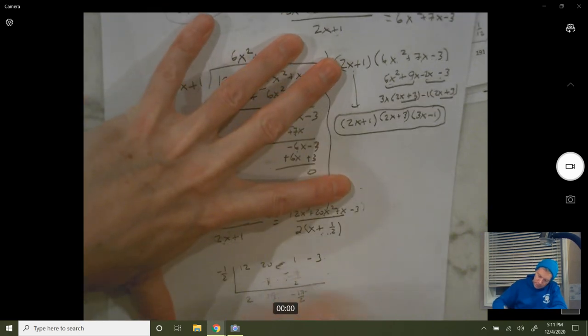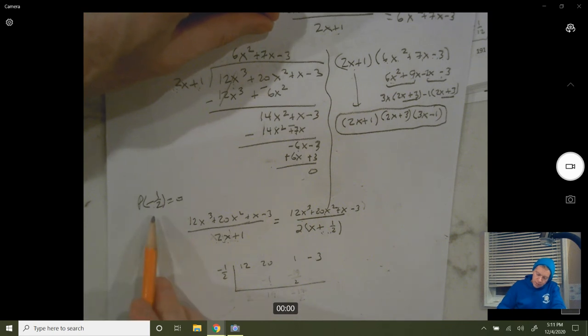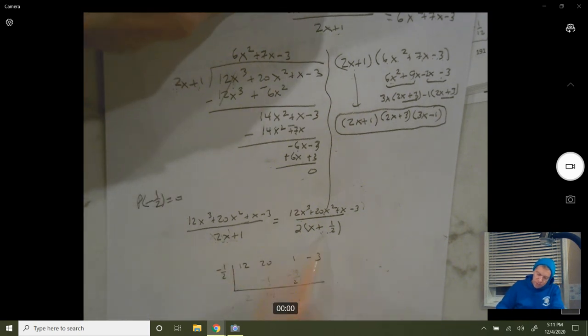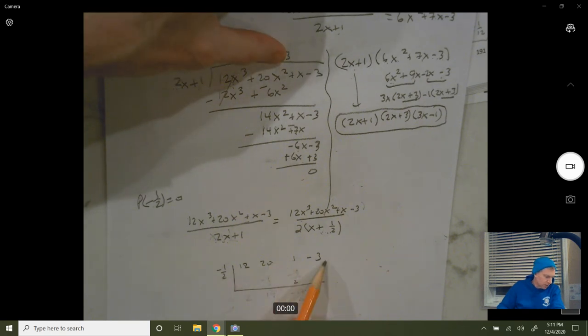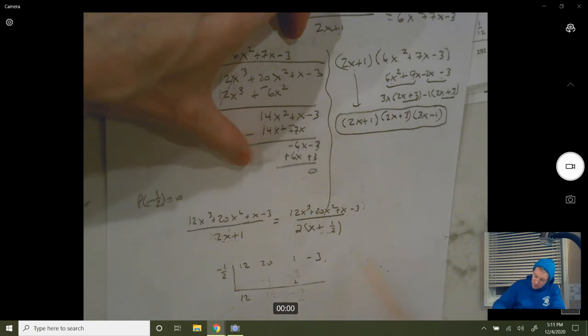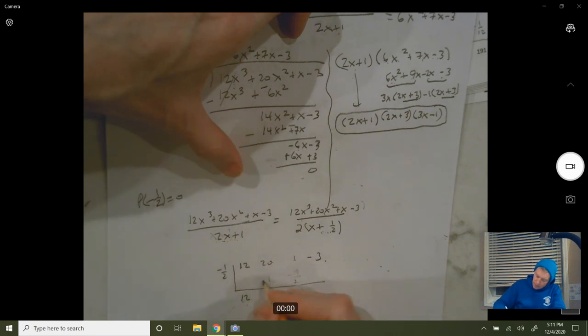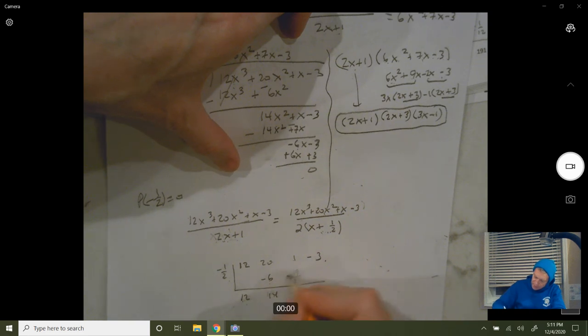Let's try this again. We're dividing by x plus 1/2, so negative 1/2 goes up there. Our polynomial is 12, 20, 1, and negative 3. Bring down the 12, multiply by negative 1/2. Oh, what did I do wrong? I thought that was a 2, I didn't see the 12. Okay, 12 times negative 1/2 gives you negative 6. Add these, 14, multiply by negative 1/2, you get negative 7. Add these, you get negative 6, multiply by negative 1/2, you get 3, and you get 0.